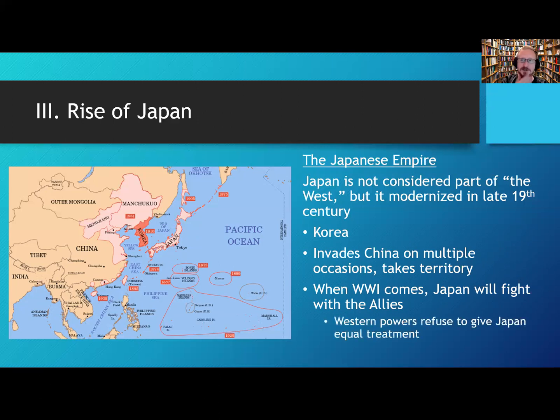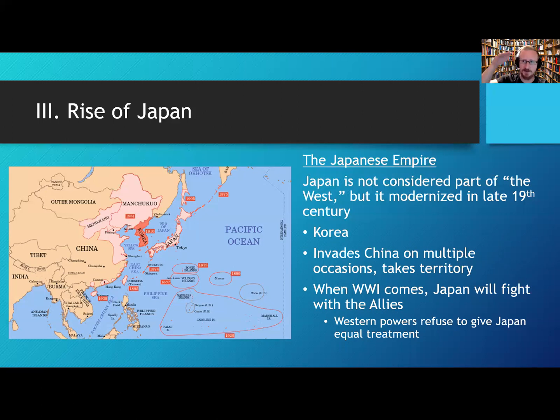But that relationship turned sour because even with Japan being a modern country, one that could go toe-to-toe with Western countries, they defeat Russia. They defeat a Western country in war in 1905. Despite Japanese modernization and strength, they're still treated as a second-rate country by the West. They're not invited to Paris to be part of the peace treaty process after World War I. They're considered just Asian, so they don't really know what they're doing.